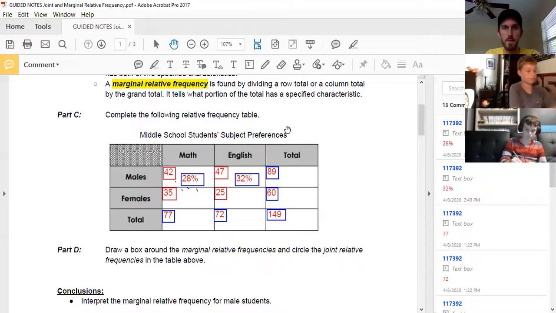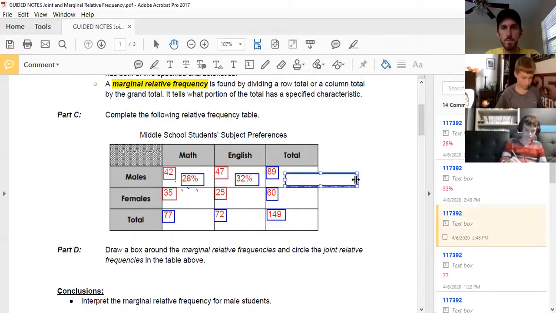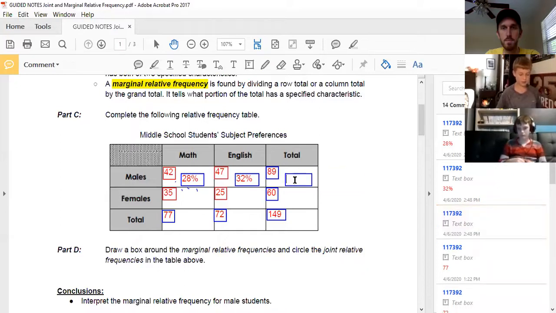All right, and then the total number of males. What's my relative frequency for the total number of males? 60%. So you did 89 divided by 149, you got 60%. Yep. That checks out, because 28% plus 32% is going to be 60%. That just makes sense, right?